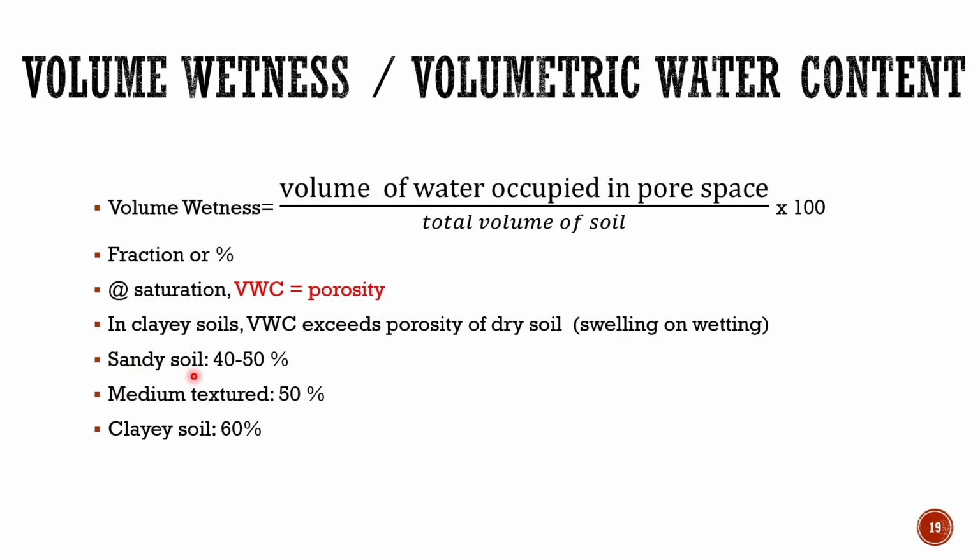In sandy soil, volumetric water content is between 40 to 50 percentage. Medium textured soil is 50 percentage, and clay soil 60 percentage. So the volume wetness or volumetric water content range is between 40 and 60. It can be represented as a fraction also, so in fraction it will be 0.4 and 0.6. 0.6 or 60 percentage is for clay soil, while 40 to 50 percentage is for sandy soil. So sandy soil volumetric water content is less, but clay soil is 60. But in clay soil at volumetric water capacity, when it swells, it exceeds the porosity.